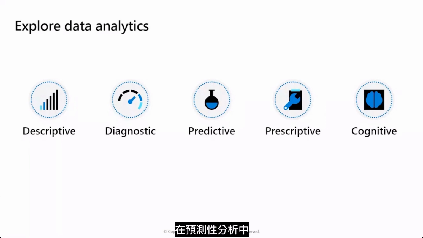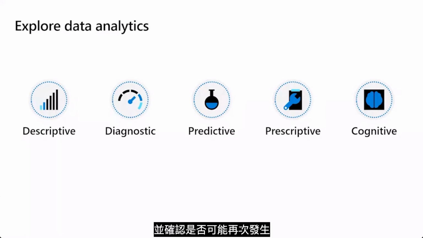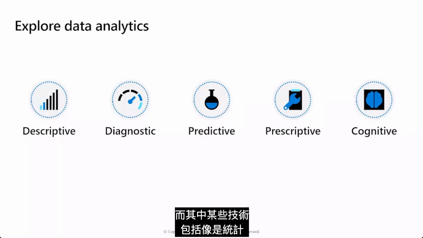In predictive analytics, this is all about trying to find out answers to questions like, what is likely to happen in the future based on previous trends and patterns. Predictive analytics is really used to help answer questions like what will happen in the future. We can use techniques that use historical data to identify trends and determine if they're likely to reoccur. Some of these techniques include statistical and machine learning techniques, such as neural networks, decision trees, and regression.